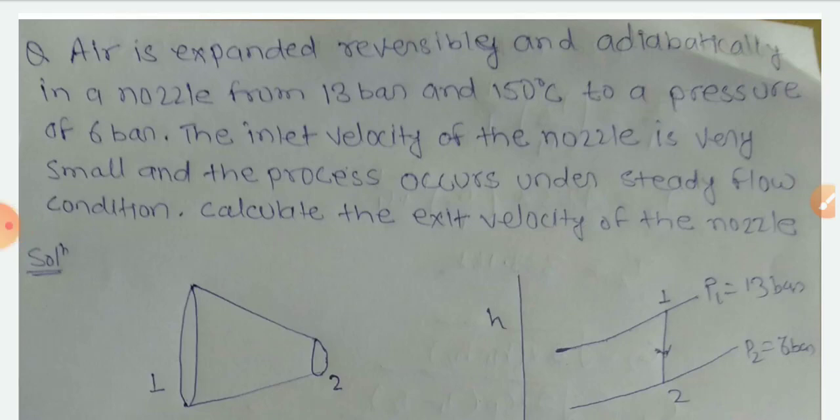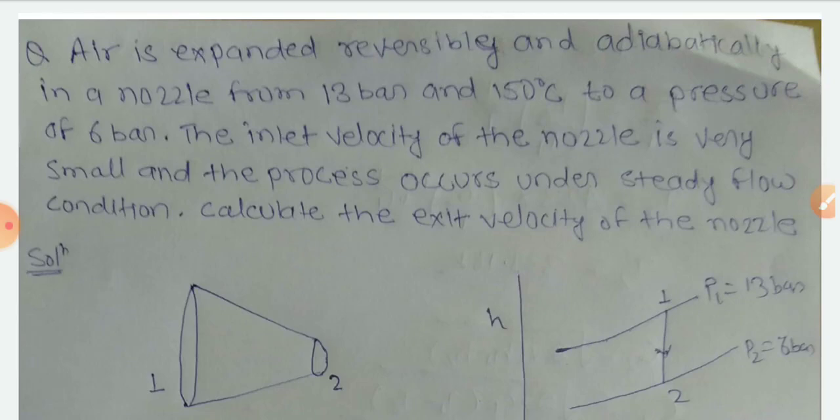Here is the problem: air is expanded reversibly and adiabatically in a nozzle from 13 bar and 150 degrees Celsius to a pressure of 6 bar. The inlet velocity of the nozzle is very small and the process occurs under steady flow condition. Calculate the exit velocity of the nozzle.